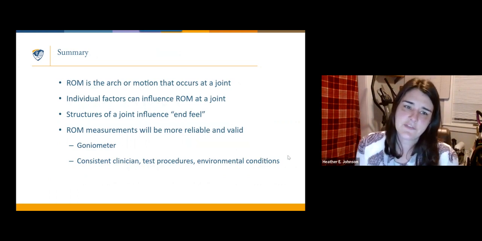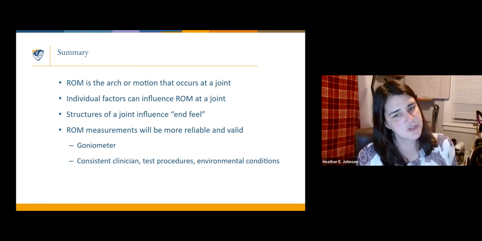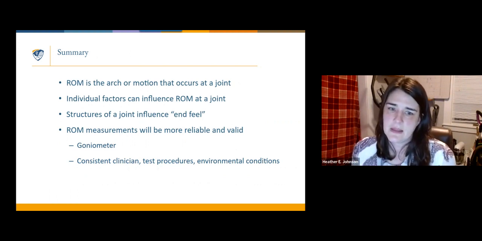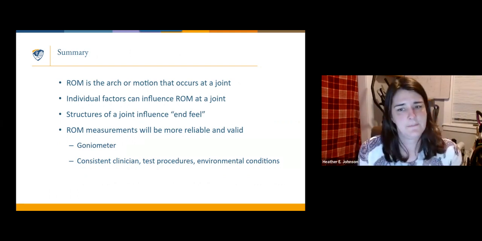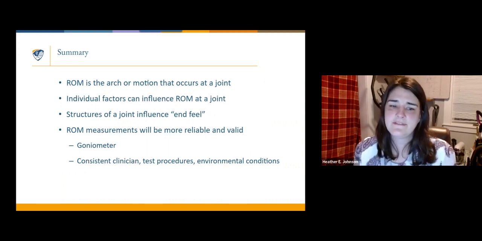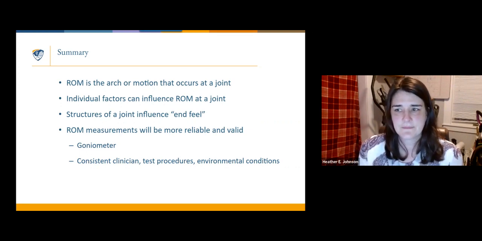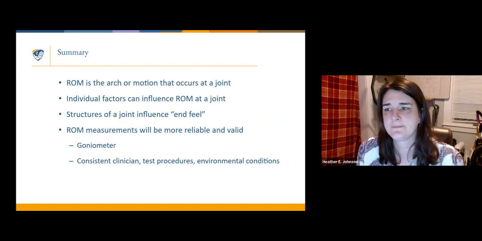In summary, range of motion is the arc of motion that occurs at a joint. Individual factors can influence range of motion at a joint. The structures of a joint influence the end feel. Range of motion measurements will be more reliable and valid if you use a goniometer, a consistent clinician, consistent test procedures, and consistent environmental conditions.